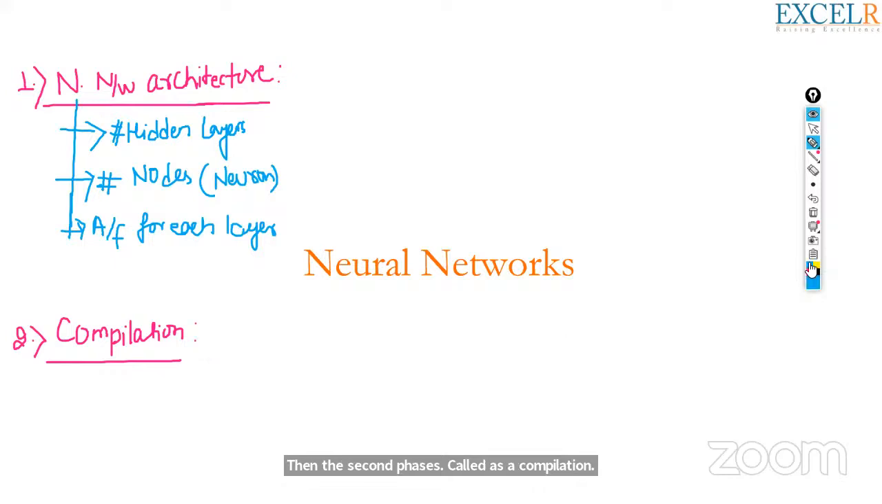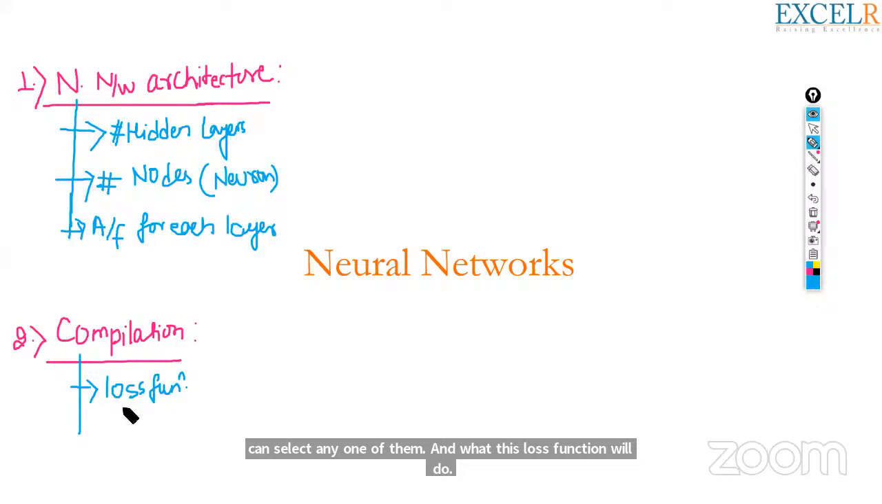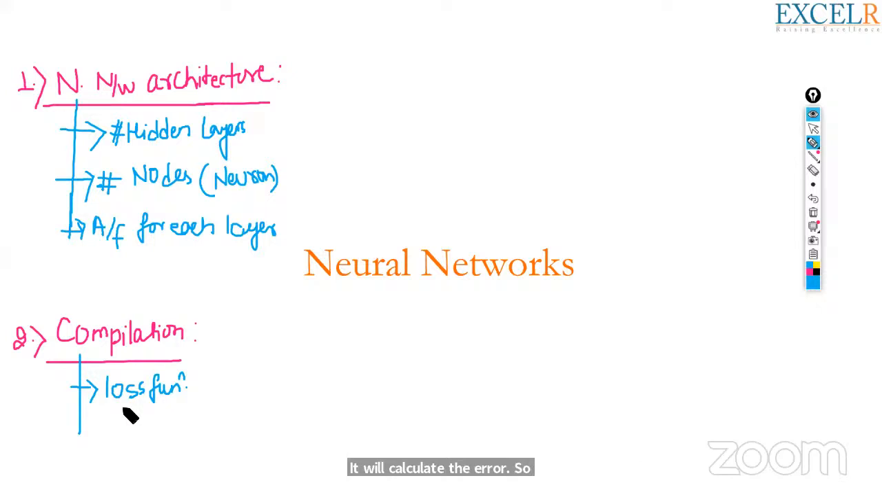Compilation. In this phase, we will define our loss function. There are multiple loss functions available, and you can select any one of them. What the loss function does is calculate the error. The error that is minimized by the optimizer is calculated by some kind of loss function. So you need to define what kind of loss function you are using in your network.